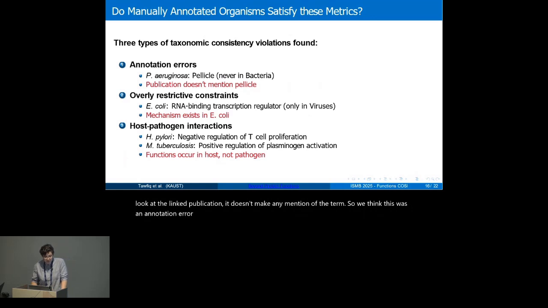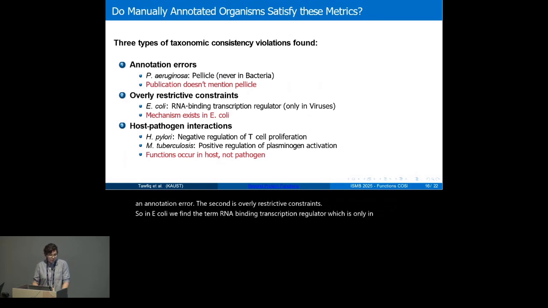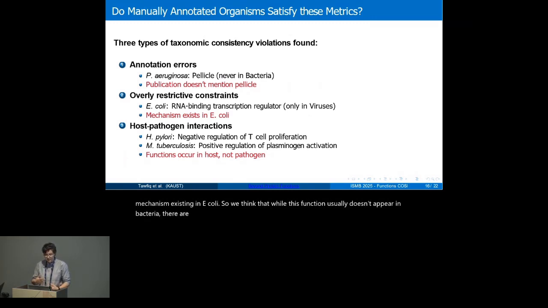The second is overly restrictive constraints. So in E. coli, we find the term RNA binding transcription regulator, which is only in viruses. But when we look at the linked publication, it does describe experimental evidence of this mechanism existing in E. coli. So we think that while this function usually doesn't occur in bacteria, there are some exceptions and there's experimental evidence of that. So it might be that the taxonomic constraint is overly restrictive in GO.